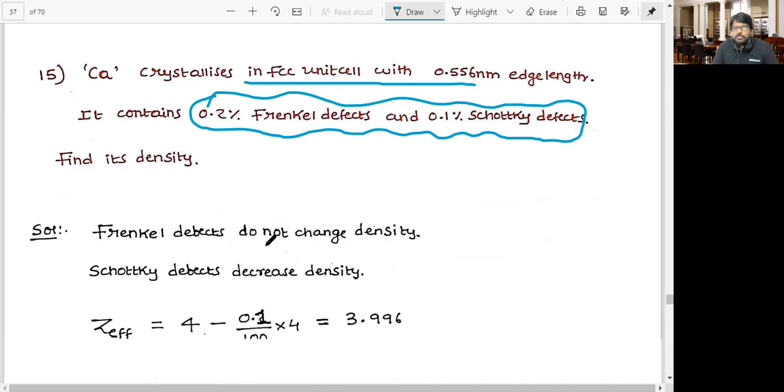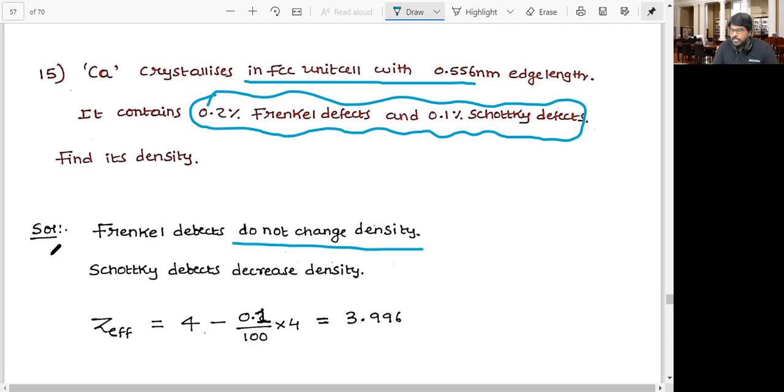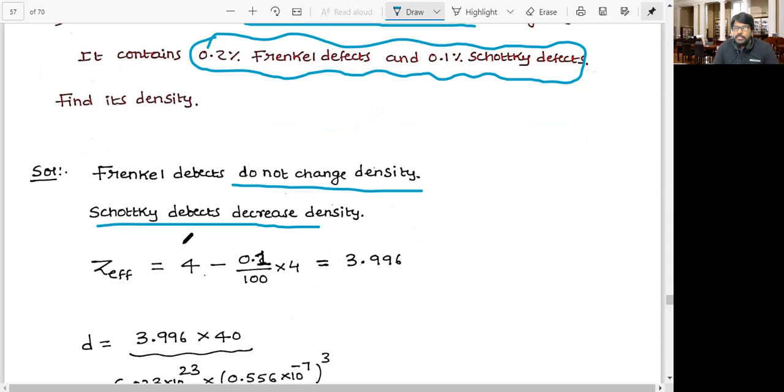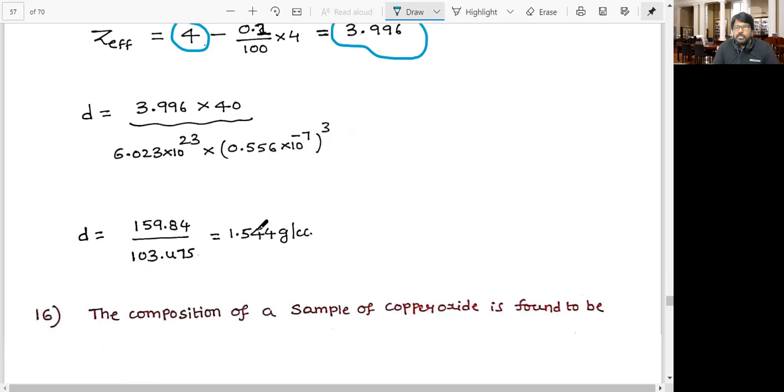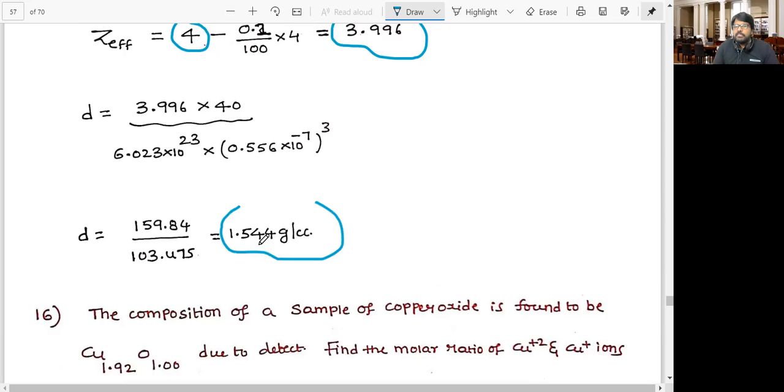So Frenkel defects do not change density. Frenkel defects do not change Z effective, but Schottky defect decreases density. What percentage? 0.1 percentage. What is FCC unit cell Z effective? 4. So 0.1% of 4. We are expecting 4, but because of 0.1% of Schottky defects, Z effective has come down to 3.996. Frenkel defects do not change. Atomic mass 40, Avogadro number, and this is a cubed. If you simplify, you will get the density 1.544 gram per cc.